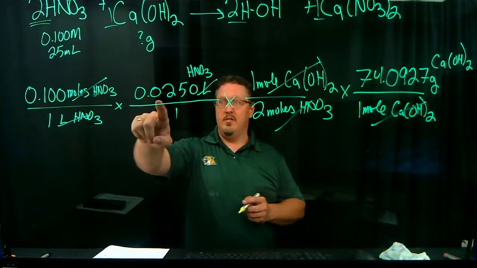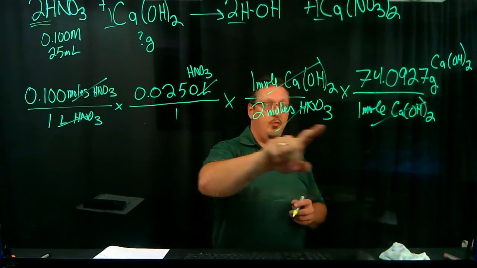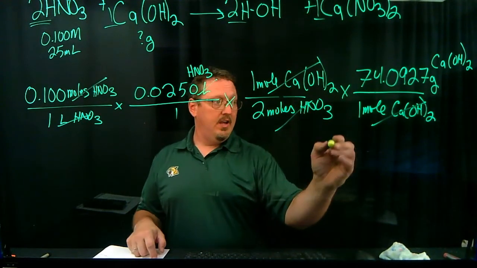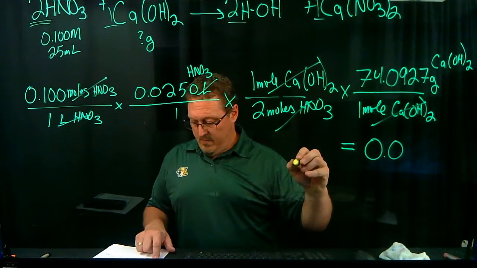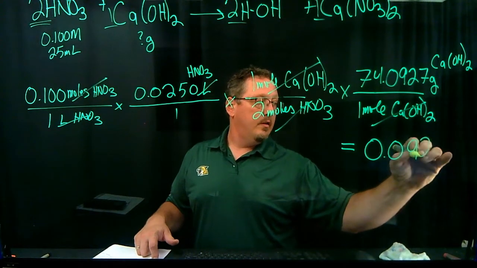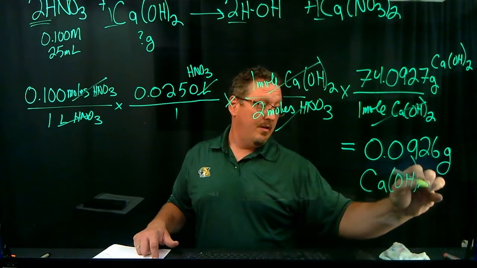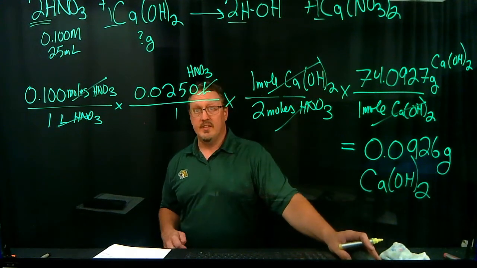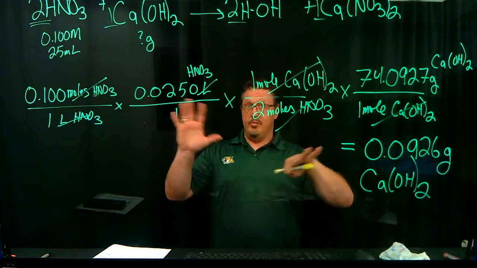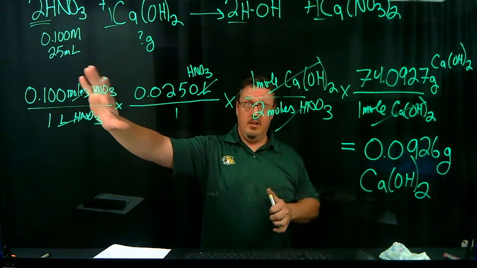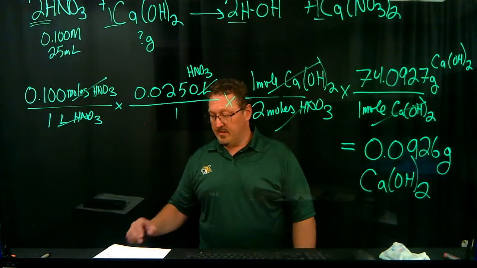So 0.1 times 0.025 times 1 times 74, divided by 1 times 2 times 1. The number that I get after this is all said and done is 0.0926 grams of calcium hydroxide. And that is not a lot of that stuff. That's a pretty small quantity, but that's what I got when we calculated it out. So that's an example of how we can take molarity to end up with grams of a solid of something else. That's how that plays out.